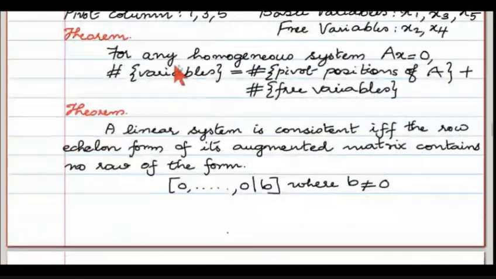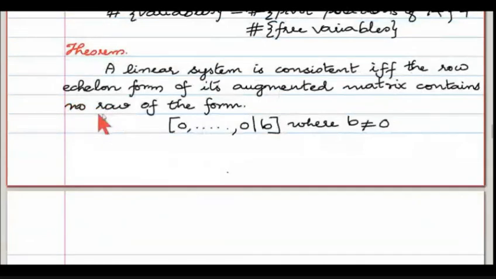Next theorem: for any homogeneous system Ax equal to 0, number of variables equals number of pivot positions of A plus number of free variables. Next theorem: a linear system is consistent if and only if the row echelon form of its augmented matrix contains no row of the form 0, 0, 0, b where b is not equal to 0.